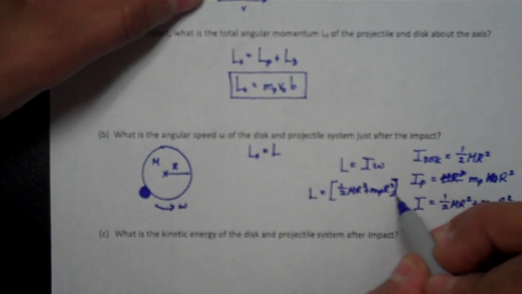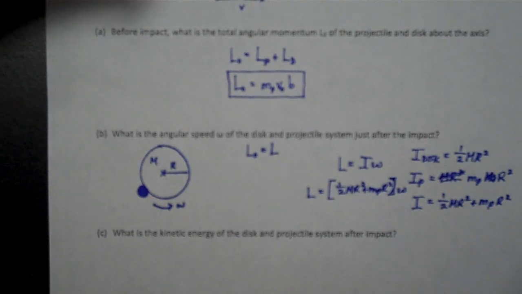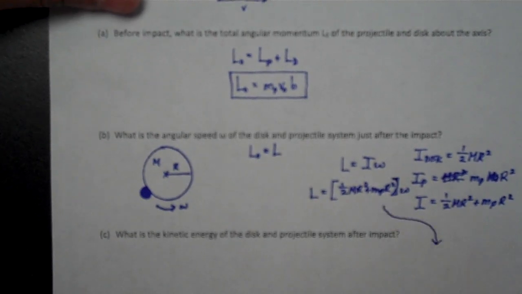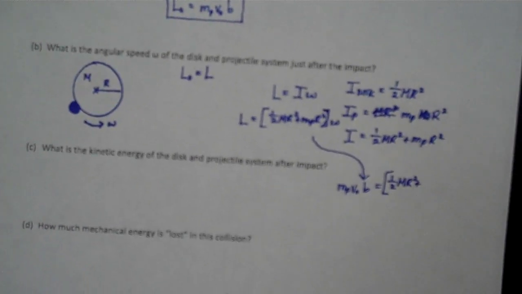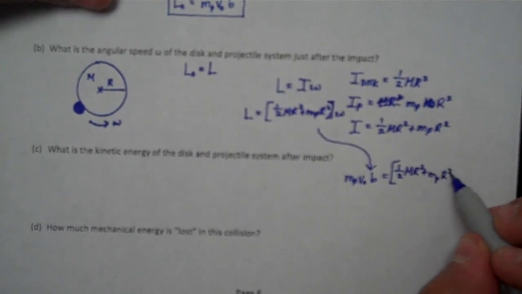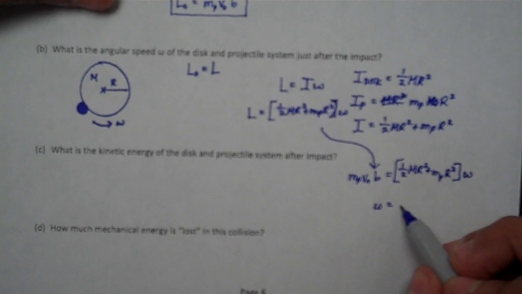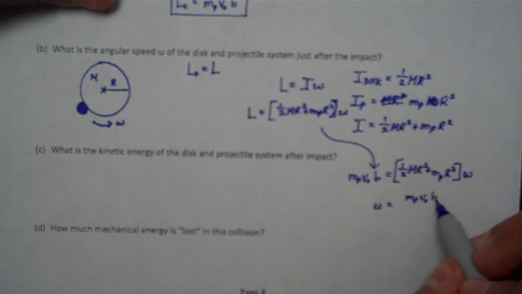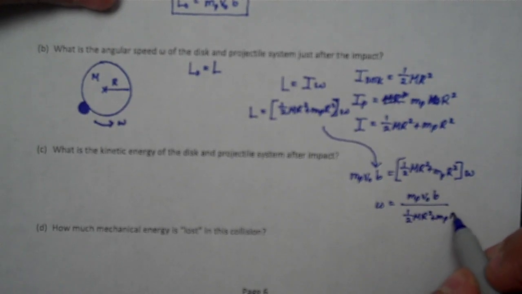And when I find my final angular momentum, it's that moment of inertia, 1/2 mr squared plus mp r squared, times angular speed. Now, if I'm trying to figure out what that angular speed is, I'm going to use conservation of angular momentum. So I'm going to say my momentum at the beginning, mp v naught b, equals my momentum at the end, 1/2 mr squared plus mp r squared times omega, and determine omega equals mp v naught b over 1/2 mr squared plus mp r squared.